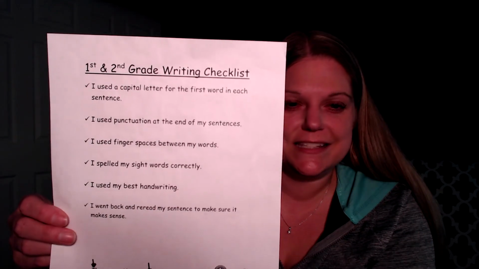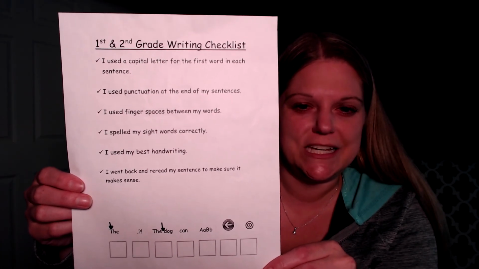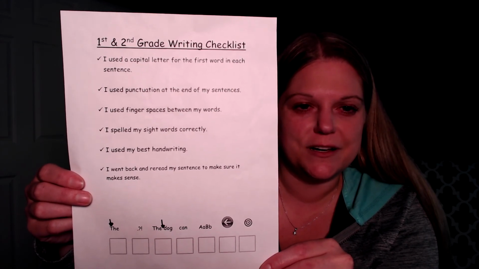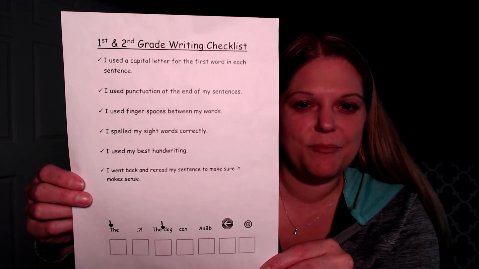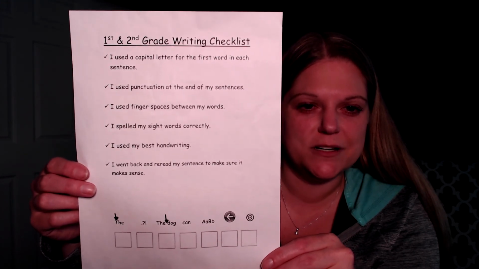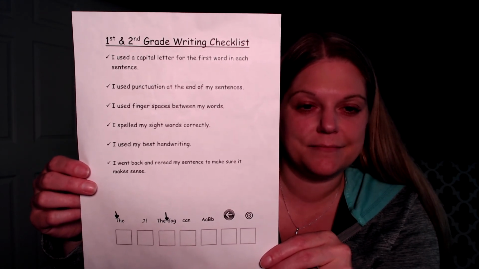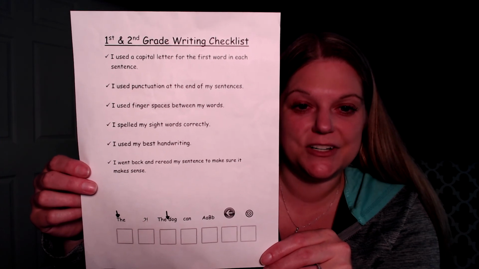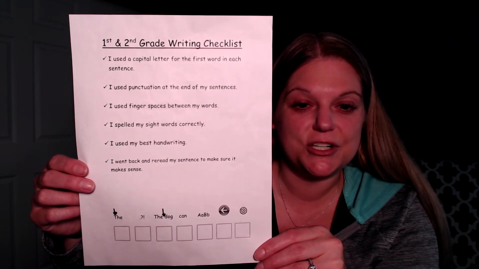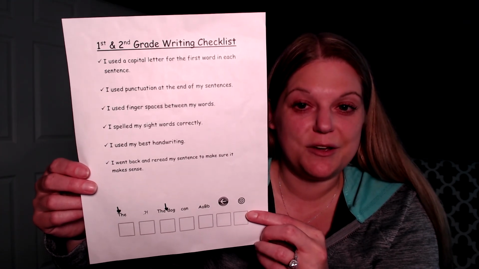All right, here's your checklist for writing. First one, I used a capital letter for the first word in each sentence. Did you use a capital letter? Great work. I used punctuation at the end of my sentences. I used finger spaces between my words. I spell my sight words correctly. I used my best handwriting. I went back and reread my sentence to make sure it made sense. And then finally, did you use this one, the target, where you stretched out your words that you didn't know?